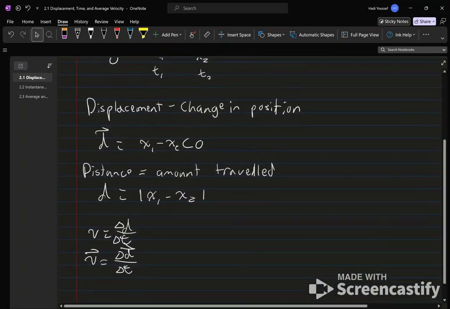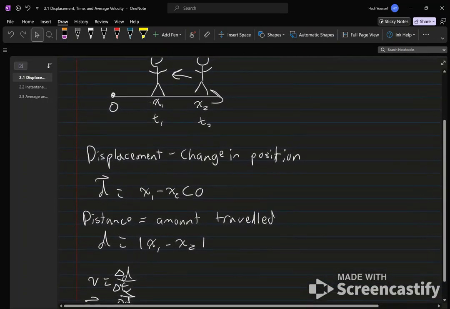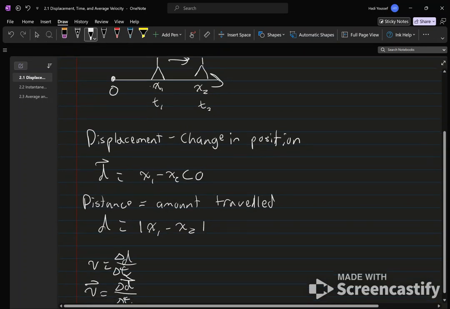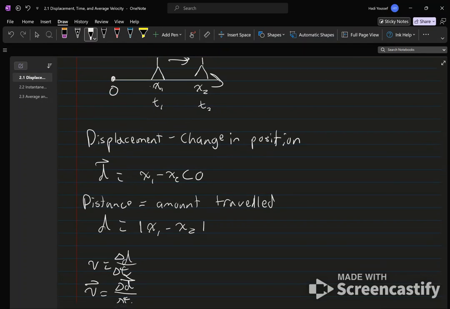So to give an example of how we'd calculate velocity, if you remember this man who moved from x1 to x2, it would simply be the change in position, which is displacement. So the velocity of this person equals x2 minus x1, the change in position, over the change in time.